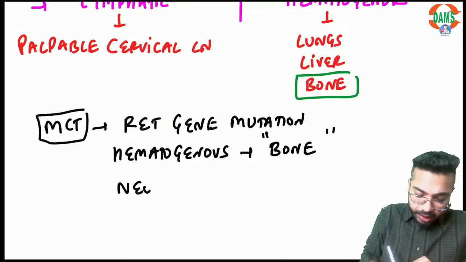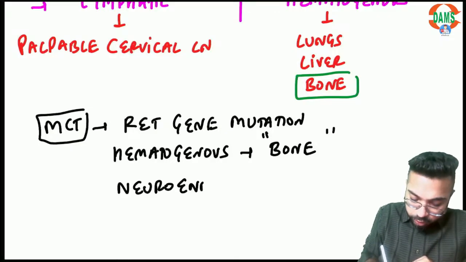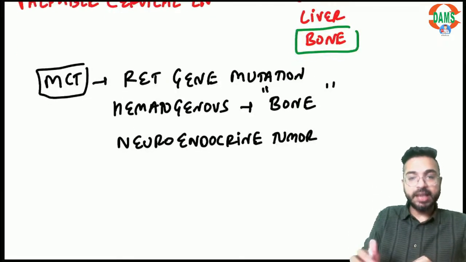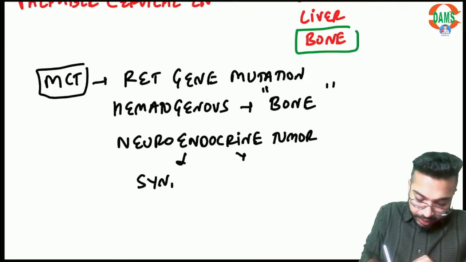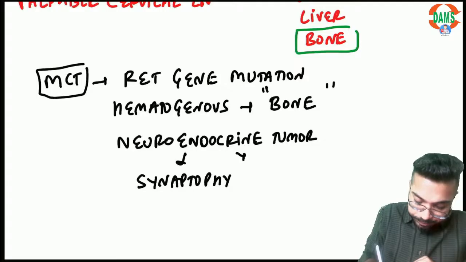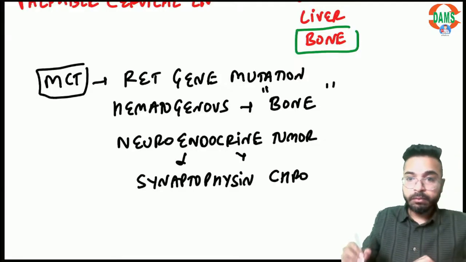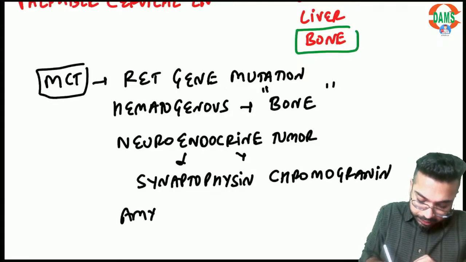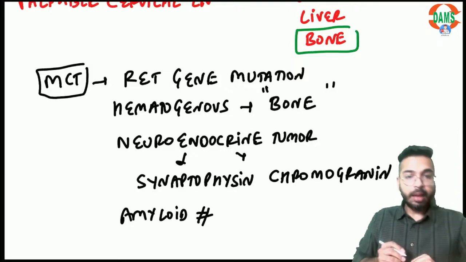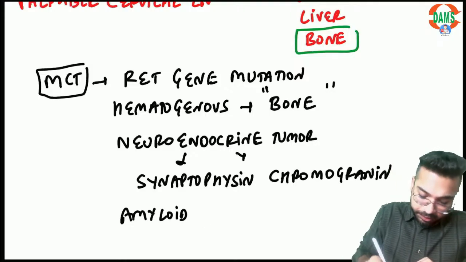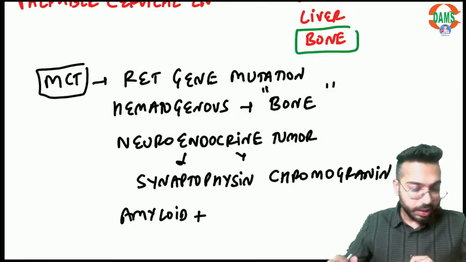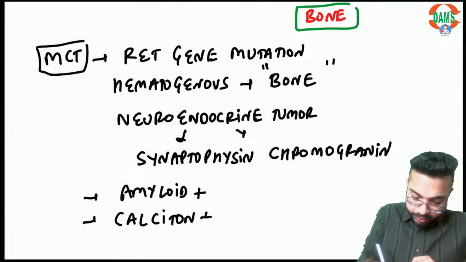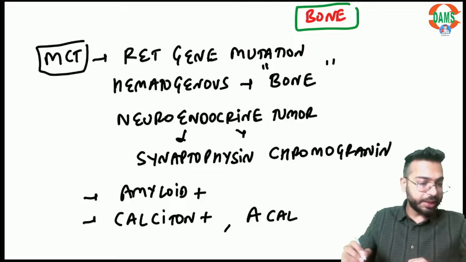Another thing about medullary carcinoma thyroid that you definitely need to know: it is a neuroendocrine tumor. So it will be positive for synaptophysin and chromogranin. And for histology we all know it is amyloid positive. Medullary carcinoma thyroid is amyloid positive, right? Tumor marker we all know is calcitonin, and an ACal type of amyloid is seen. Done.